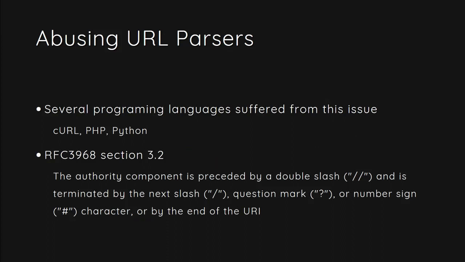Several programming languages suffered from this issue, like PHP, Java, Perl, and Python. According to the RFC, the authority part is preceded by a double slash and is terminated by the next slash. So the appropriate authority part is google.com.